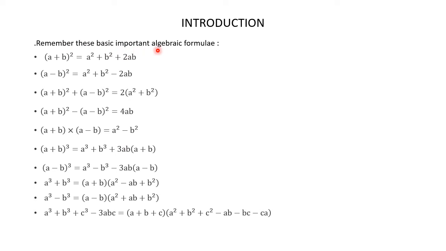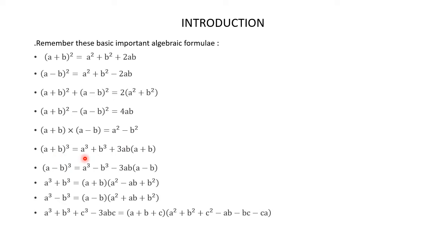Remember these basic important algebraic formulae to solve simplification problems. (a + b)² = a² + b² + 2ab. (a − b)² = a² + b² − 2ab. (a + b)² + (a − b)² = 2(a² + b²). (a + b)² − (a − b)² = 4ab. (a + b)(a − b) = a² − b².